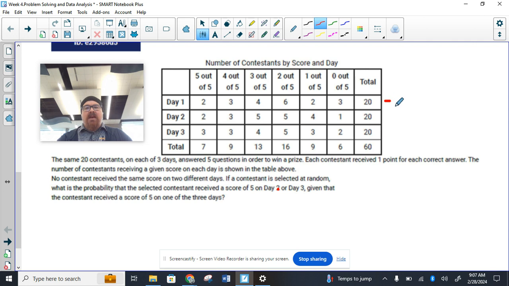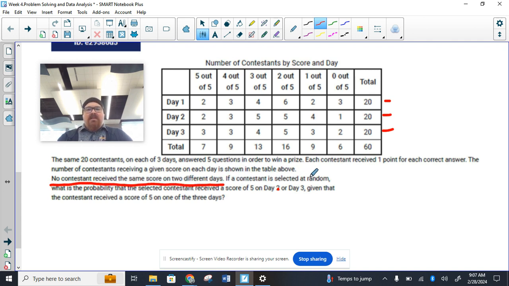So you can see day one, day two, day three, 20 contestants on each day. The number of contestants receiving a given score on each day is shown in the table above. No contestant received the same score on 2 different days. We will come to see that this is a rather important statement.